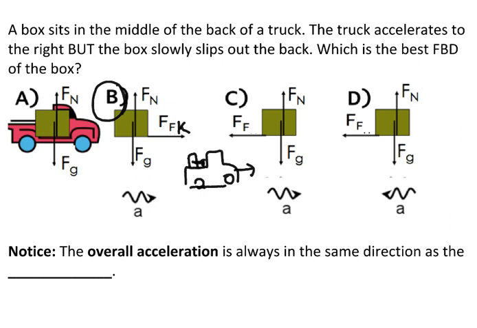So the friction force opposes that slide. Notice the overall acceleration here has to be in the same direction as the net force. It's always a good check. Make sure if you look at which force is not balanced, what direction is the net force, make sure your acceleration is in the same direction as that force. So here, the net force on the box is forward, so the acceleration has to be forward on that box too.